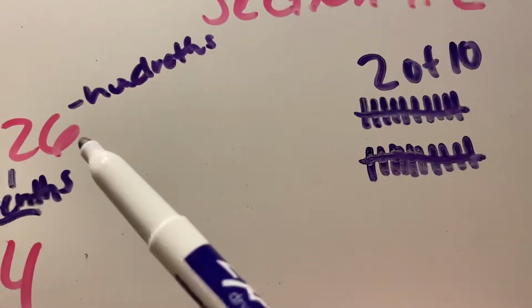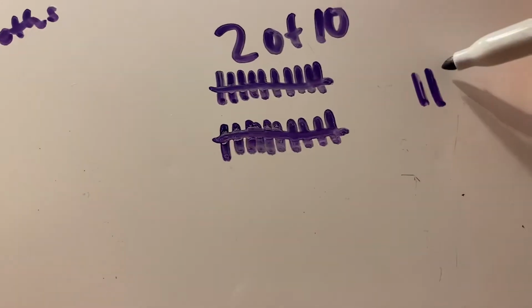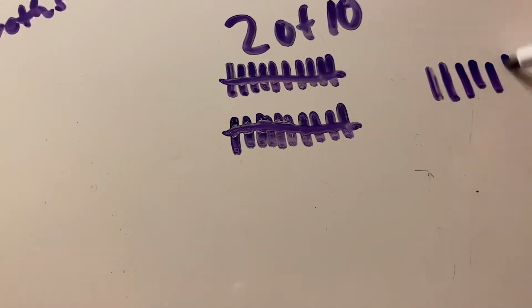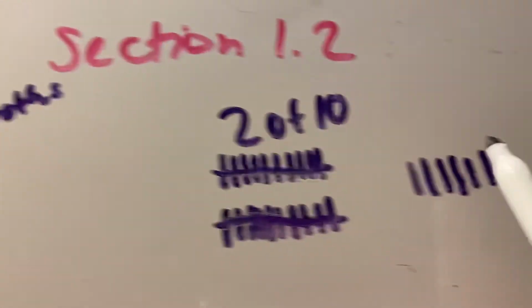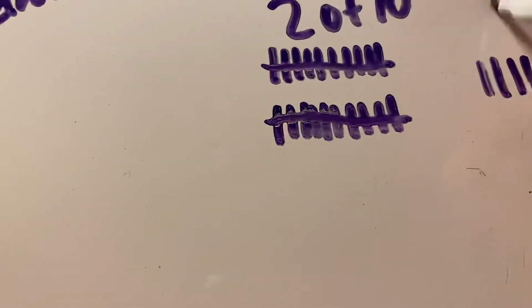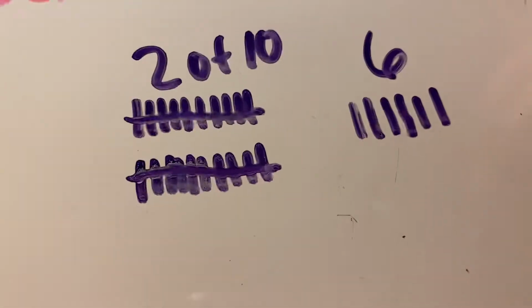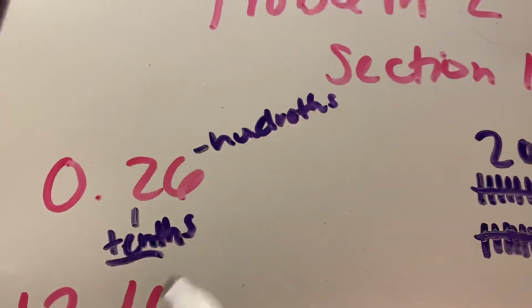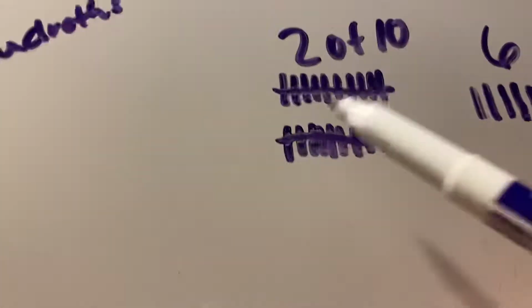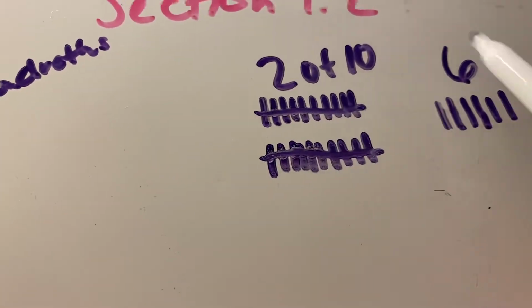we can write 6 lines, 1, 2, 3, 4, 5, 6, considering this is only 6 parts of a bundle. This is 6. So the 2 tenths with 6 hundredths would get you the decimal 0.26 or 26 hundredths. So if we counted all these out, 1, 2, 3, 4, 5, 6, 7, 8, 9, 10, and so on, we would get to number 26.